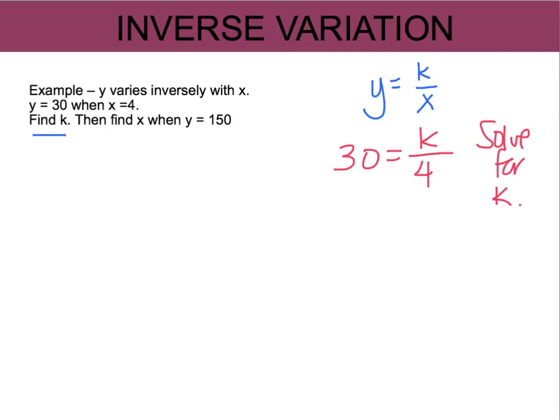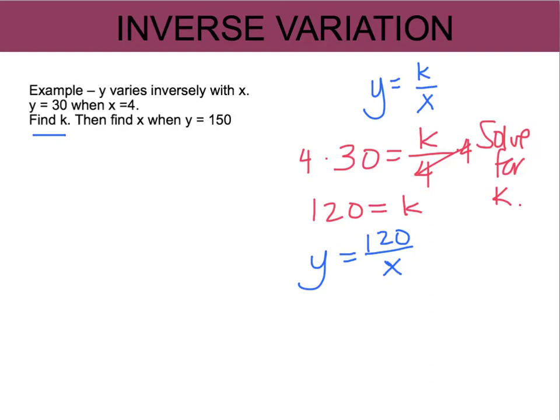Now how do I solve for k here? I would multiply both sides by 4. 4 times 30: 2 thirties would be 60, 4 thirties would be 120. So 120 equals k. Now I can go back and write my equation, y equals 120 over x. Okay, so now we have our formula for this inverse variation.